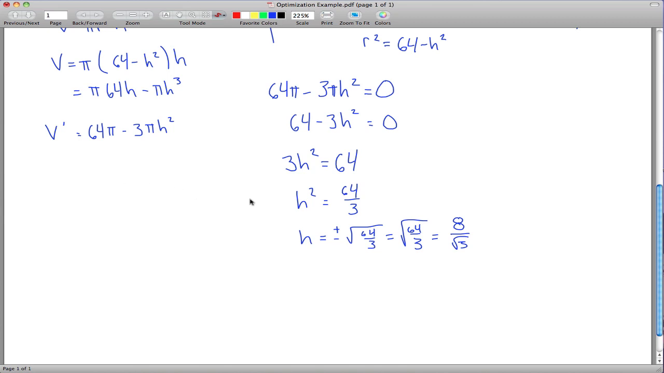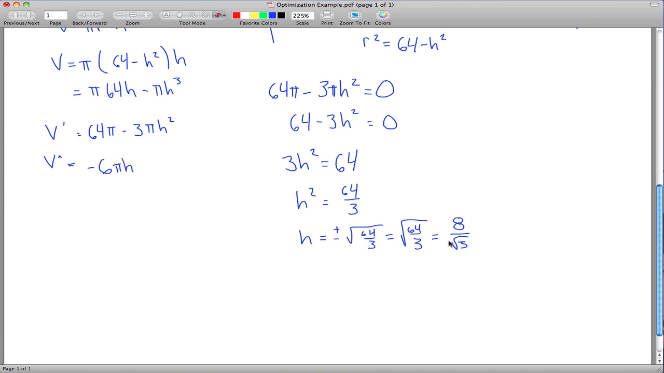Actually, I guess I should be a little bit careful there. This is a height at which there is a critical point, but we don't necessarily know that that critical point is a maximum or a minimum, or maybe it's just an inflection point at this point. So the way we can figure that out is by looking at the second derivative. The second derivative of this is all 0. Over here you get negative 6 pi h.